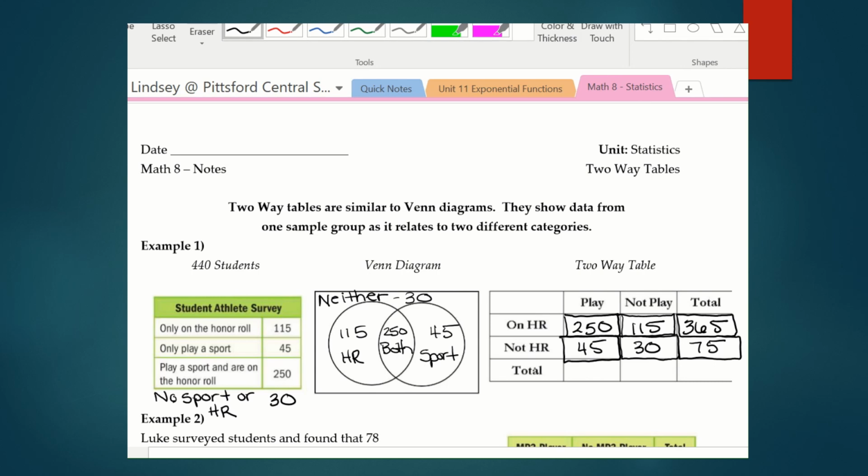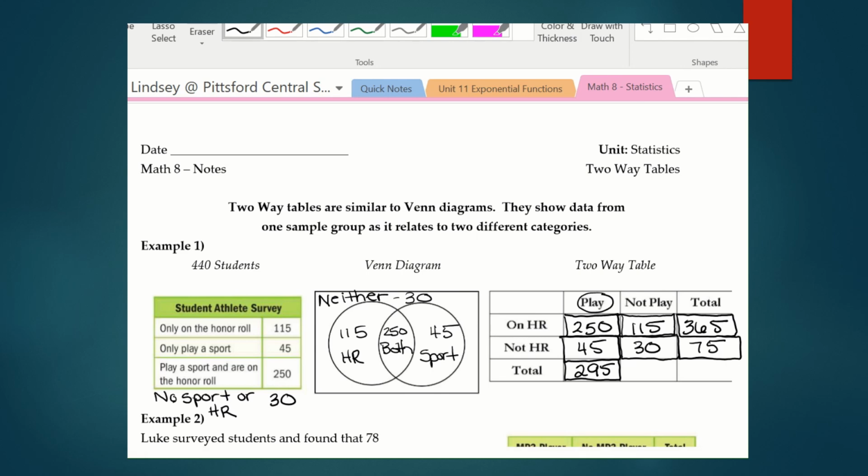Okay, so our total, this first box here, has to do with kids that play a sport. Now, it doesn't matter if they're on the honor roll or not, they're going to be included in this total no matter what. So we're going to add 250 and 45, and we come up with 295 students. So that 295 means this is how many kids play a sport. They might be on the honor roll, they might not.